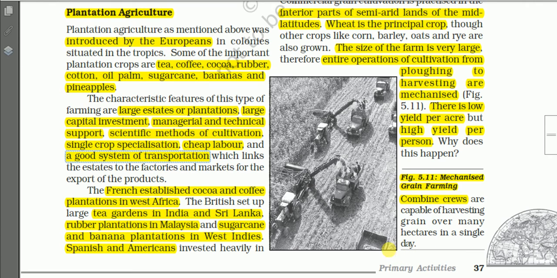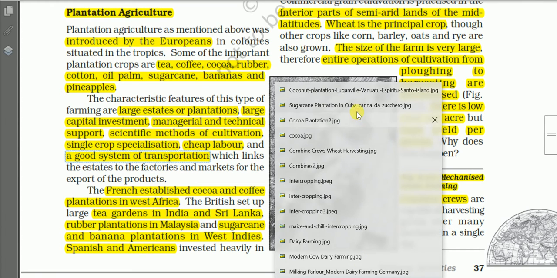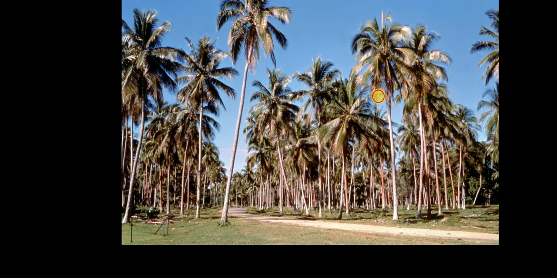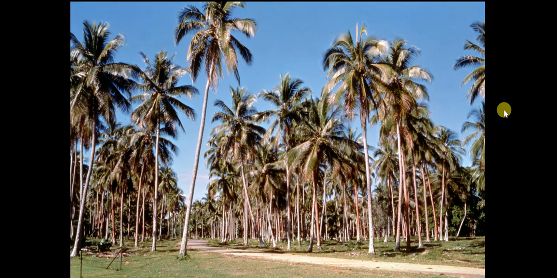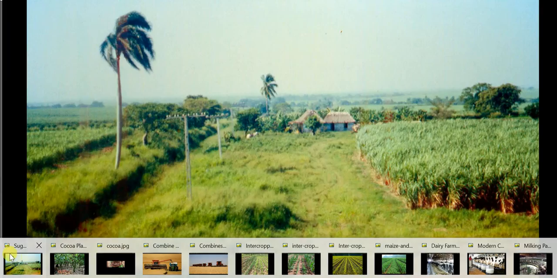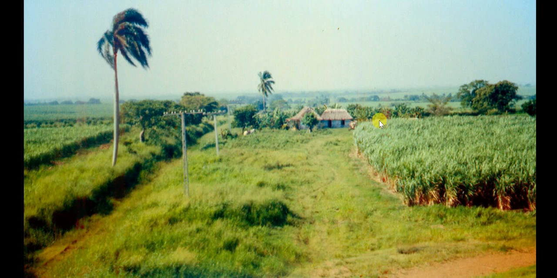You may be familiar with this type of farming. For example, this is a photograph showing a coconut plantation in a small island, Vanuatu island. We have some more examples here. This is an example of sugarcane plantation in Cuba. I think in this area and other areas also you will find it.